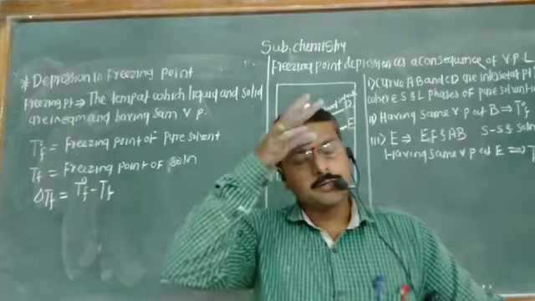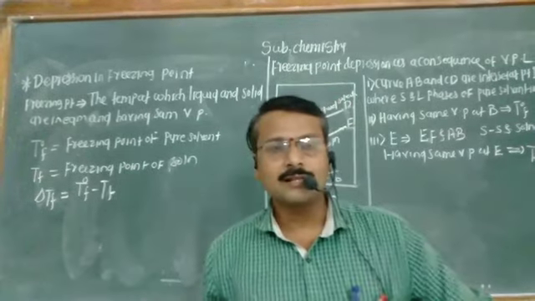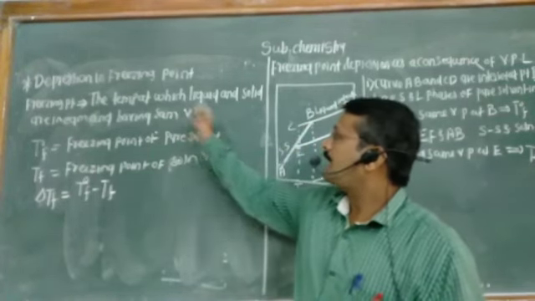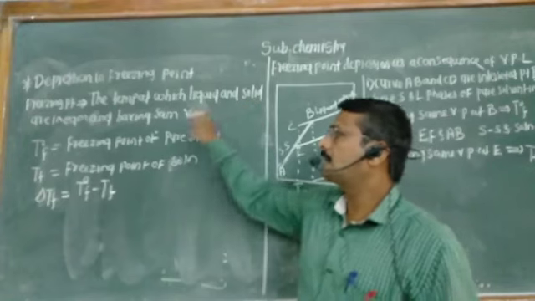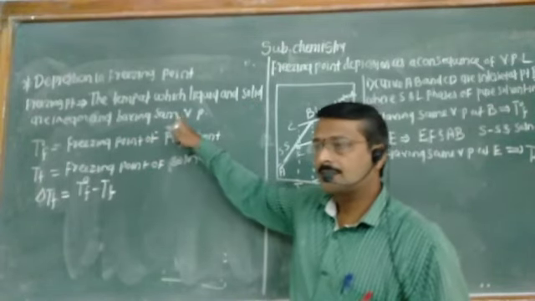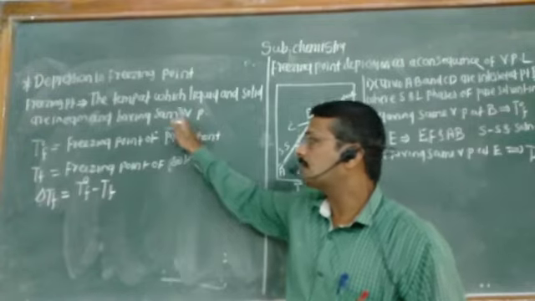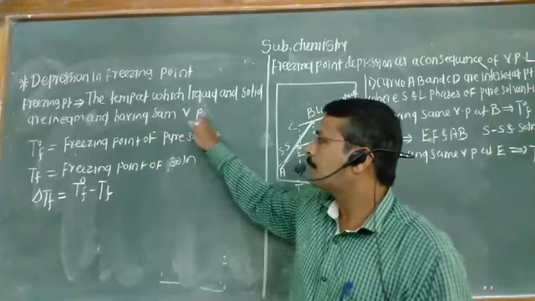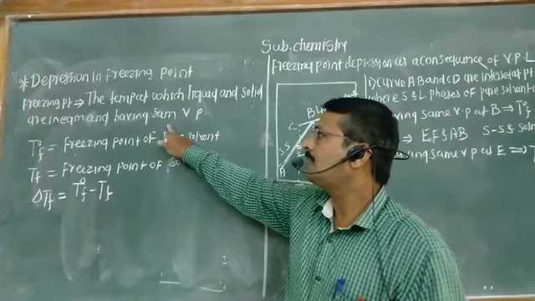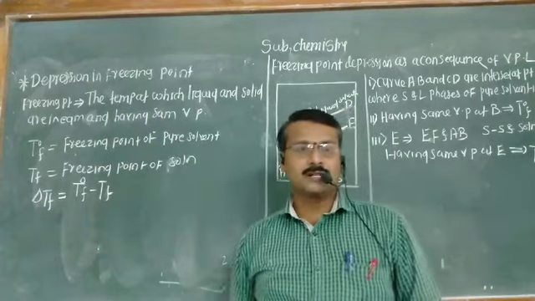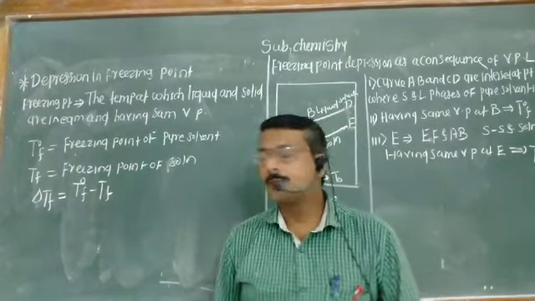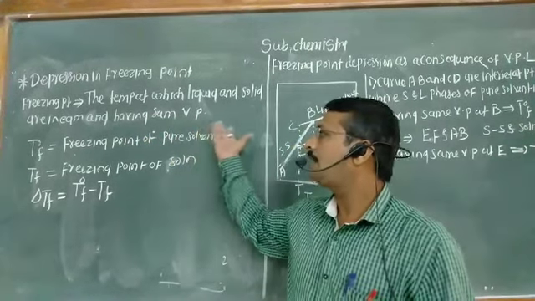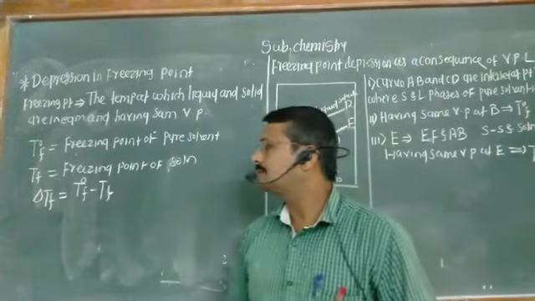To understand the concept of depression in freezing point, we need to understand what the freezing point is. The temperature at which liquid and solid are in equilibrium. At the temperature where equilibrium is established between liquid and solid, and after equilibrium is established the vapor pressure of both is the same, that point is called the freezing point. What you call the freezing point: the freezing point is a temperature at which liquid and solid are in equilibrium having the same vapor pressure. It is called the freezing point.